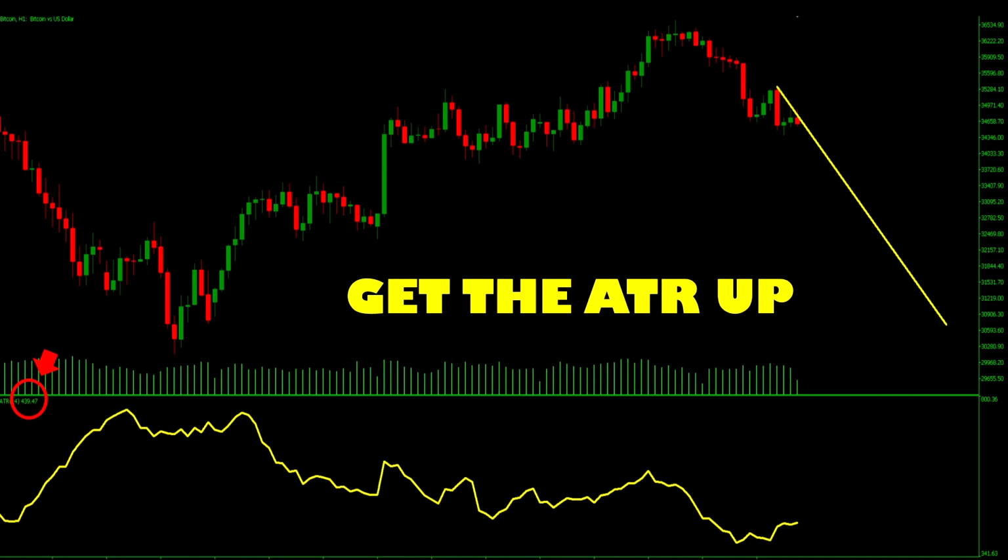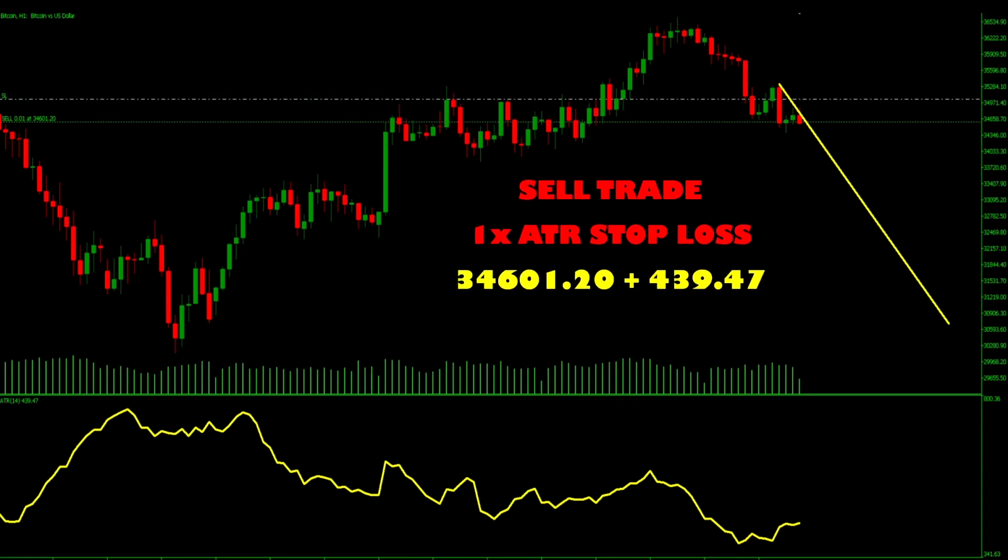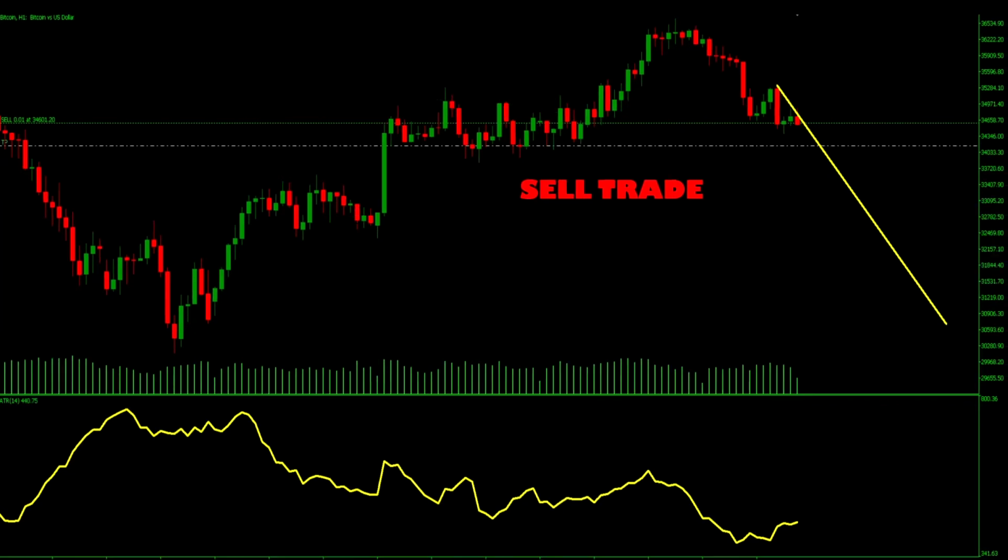And we dive headfirst into a sell trade with a stop loss of 1 times the ATR value. You can see that white dotted line there, which is above the sell order. That is our stop loss. That was calculated by taking our entry price of 34601.2 and adding the ATR value of 439.47, which gives us our stop loss of 35040.67. Naturally, we can mirror that with our take profit and say that we will take that profit at 1 times the ATR value from entry price.